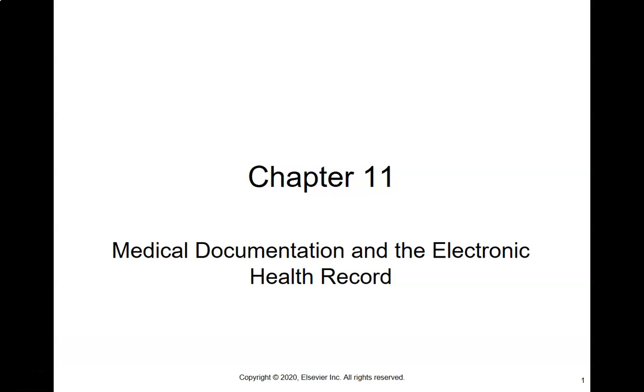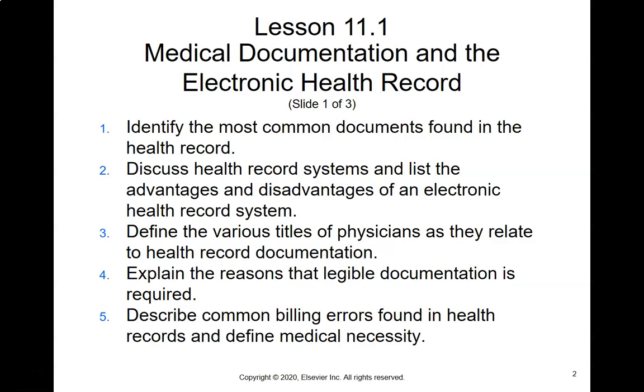Chapter 11, the Medical Documentation and the Electronic Health Record. Chapter 11 Objectives, the Medical Documentation and the Healthcare Record.